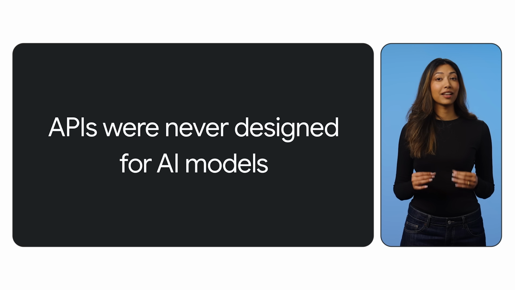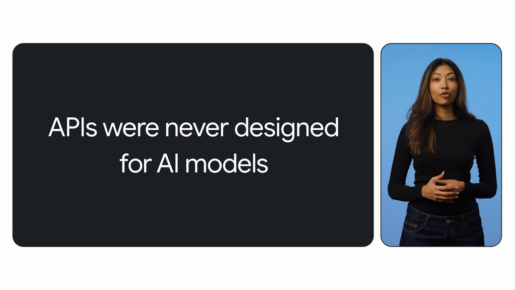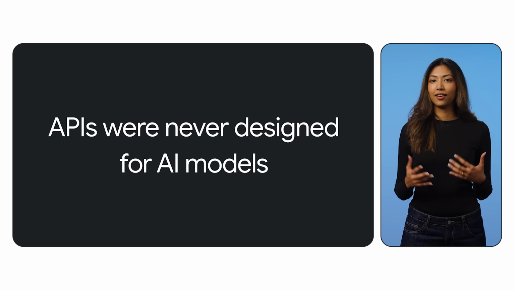So here's why that matters. APIs were never designed for AI models. They were designed for programs that already know exactly what they want, programs that can form precise, deterministic requests. A language model doesn't work that way. It generates text probabilistically. It reasons about uncertain inputs and often needs to ask questions, clarify, or explore before it knows what to do. MCP bridges that gap.